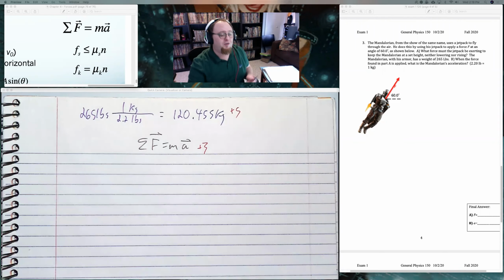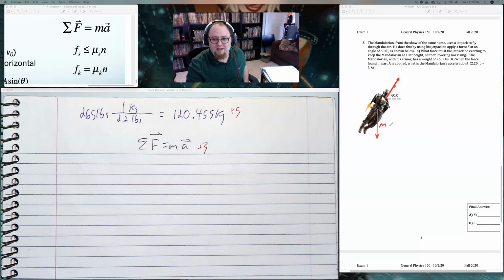And I start all force problems the same way, a free body diagram. See, what I can say is as the Mandalorian flies, he's being pushed up with a force F that's already drawn here. But there's going to be gravity. And really, I should comment that maybe we're going to assume the same gravity as Earth because we're not on Earth, but whatever. If I don't tell you anything about a planet, assume Earth gravity. And so I can say gravity will pull him down.